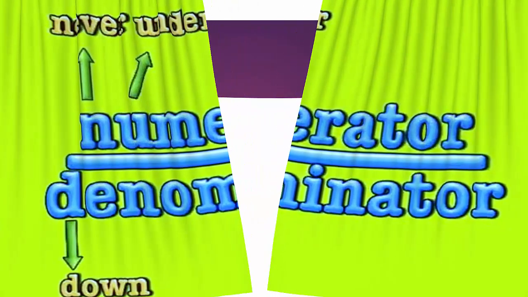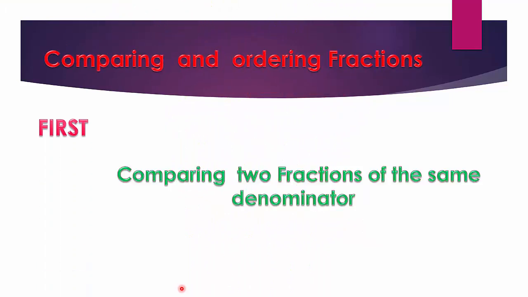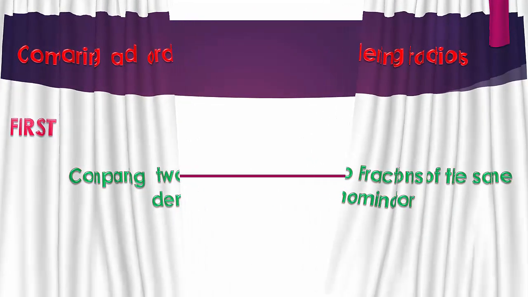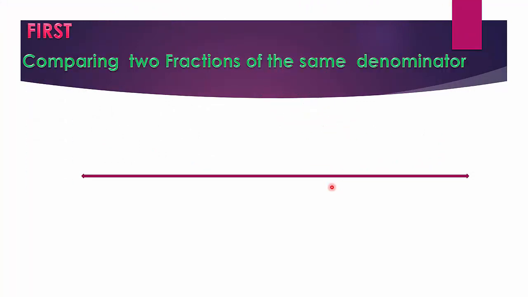Okay, let's start, my students. How to compare and order fractions. First, if I have to compare two fractions of the same denominator. Same what, teacher? Same denominator, the numbers which are down. Okay, first, if I have here 3 over 7 and 5 over 7. Here I have the same denominator.